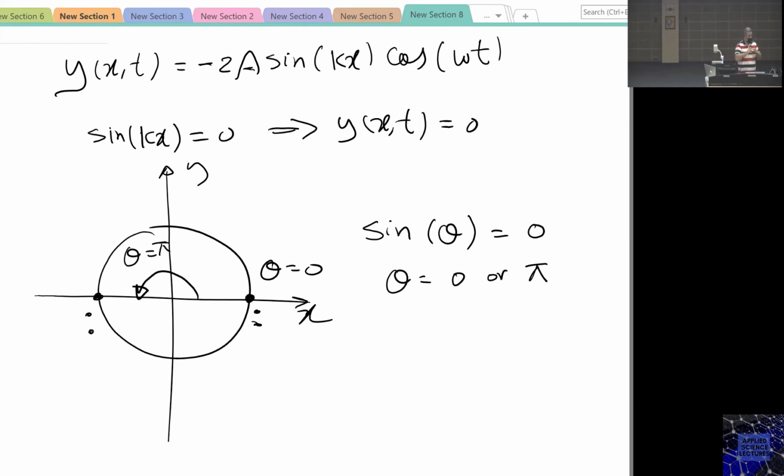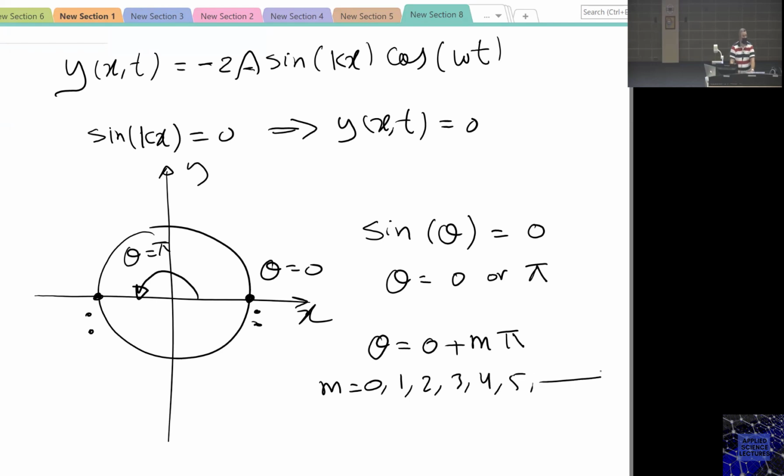So now I can describe this answer with the following. I can say theta is 0 plus m pi, such that m takes 0, 1, 2, 3, 4, 5, as far as the medium propagation takes. Right? This is the solution that gives a sine to be 0. Fine. So what is this theta?